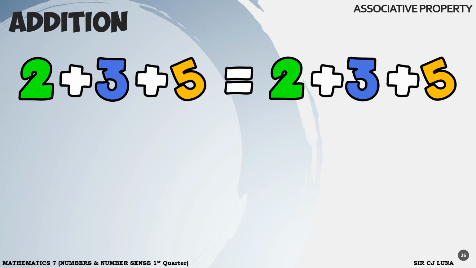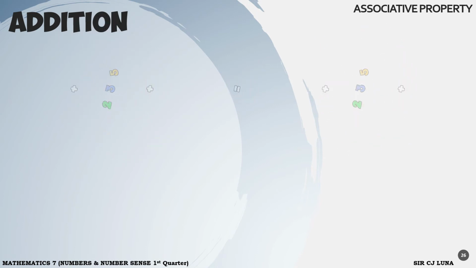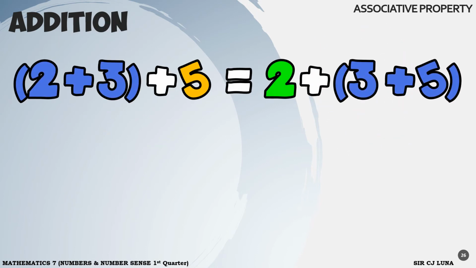Let us illustrate now the associative property of addition. We have the integers 2, 3, and 5. So our groupings are quantity 2 plus 3 plus 5 is equal to 2 plus the quantity 3 plus 5. So sa left side, naka-group yung 2 and 3. Sa right side naman, 3 and 5.